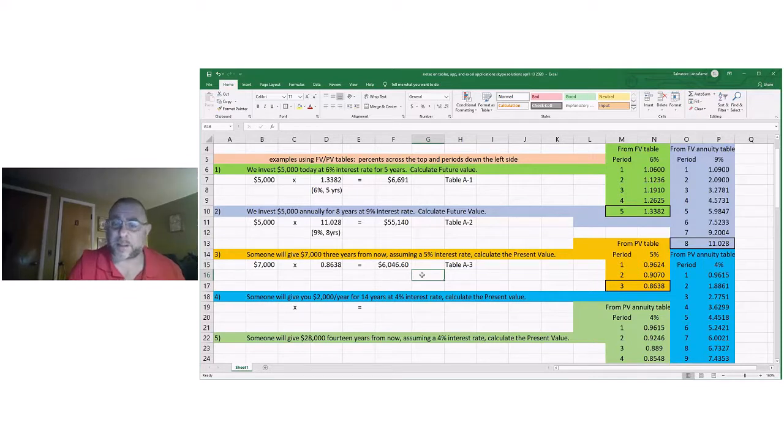So let's go back to that question that I posed. If your grandfather said, I'll give you $5,000 today, or $7,000 3 years from now. Well, $7,000 3 years from now, today is worth $6,046. So the $6,046 is greater than the $5,000 that your grandfather would give you now. The better decision is to wait and get the $7,000 3 years from now.